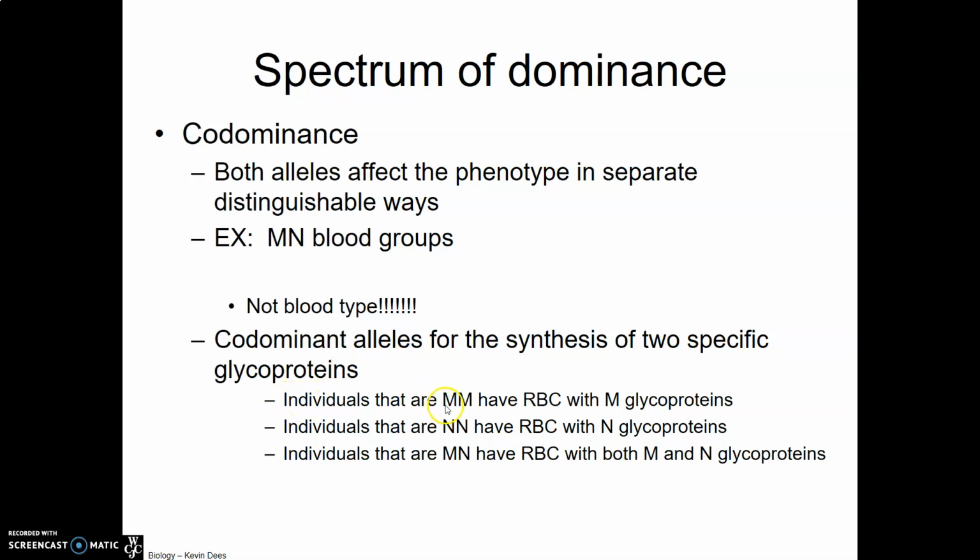Individuals that are homozygous M have red blood cells with only these M glycoproteins on their surface. Individuals that are homozygous N have only red blood cells with N glycoproteins. But individuals that are heterozygous here and have an M allele and an N allele have red blood cells with both the M and the N glycoproteins. So again, this is an example of the inheritance pattern called codominance.